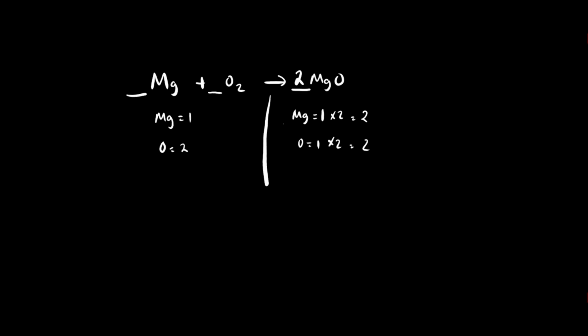Now the magnesium is not balanced. So to balance it, we just introduce a coefficient of 2 in front of the magnesium on the left hand side of the arrow. Now we're balanced, but let's check to make sure our work is correct. We have 2 magnesium on the left, 2 on the right. We have 2 oxygen on the left and 2 oxygen on the right. We're balanced. Moving on to our next problem.